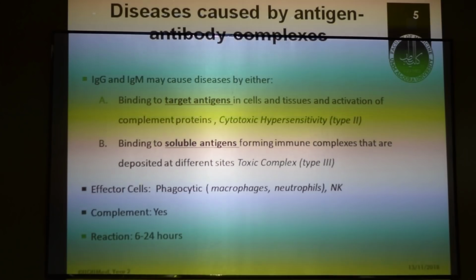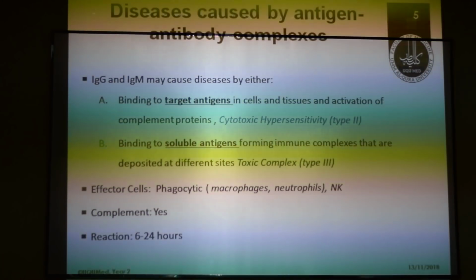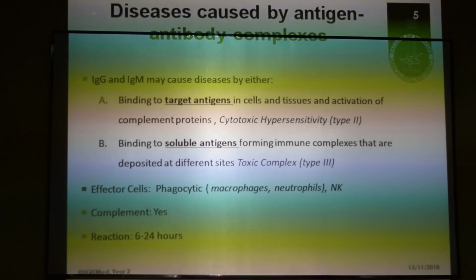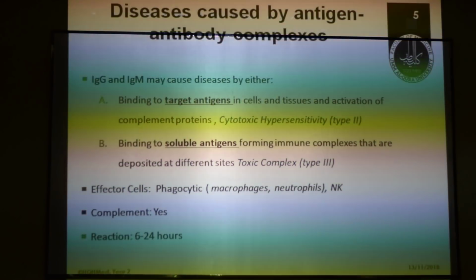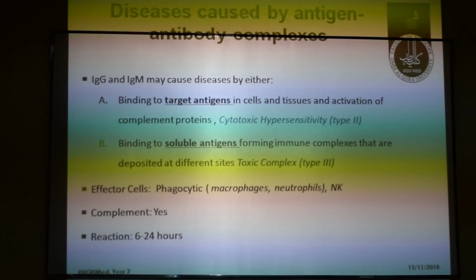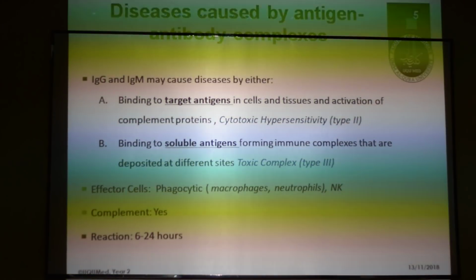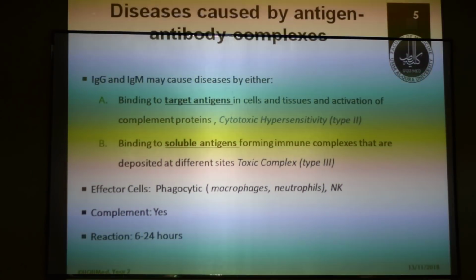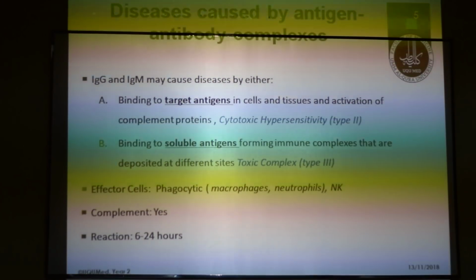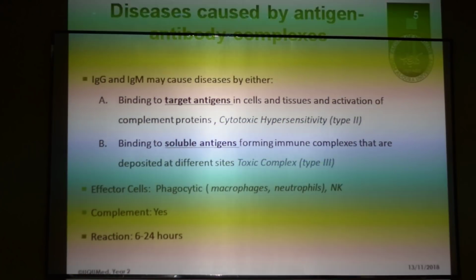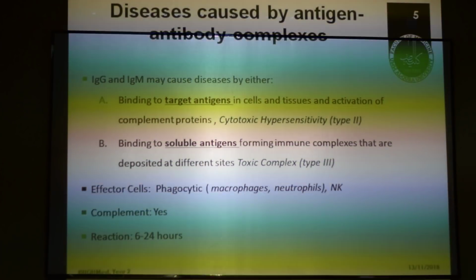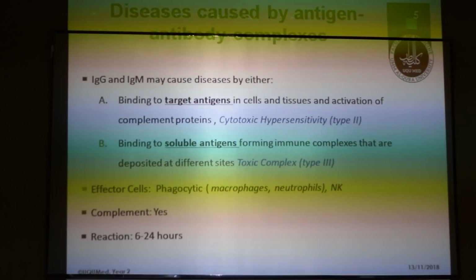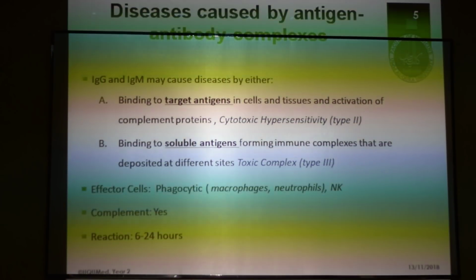So first thing is, you can see there are a lot of similarities between these two types of responses. These are the features that are common and uncommon. First, both type 2 and type 3 responses are IgM and IgG mediated. Then look at the effector cells. In both cases, phagocytic cells, macrophages, neutrophils and natural killer cells. Complement activation is involved, yes, and it takes 6 to 24 hours for both of them.